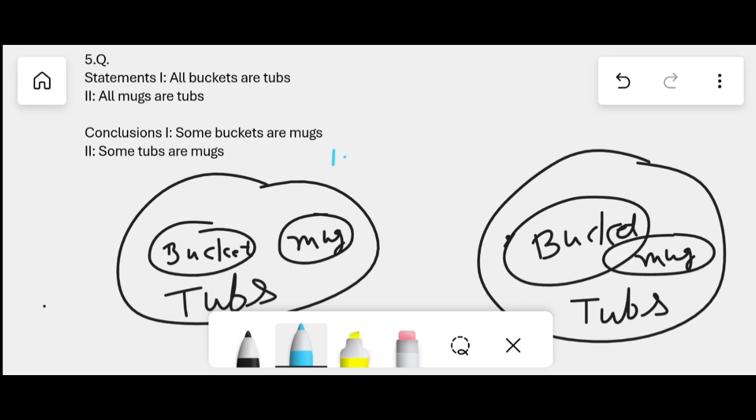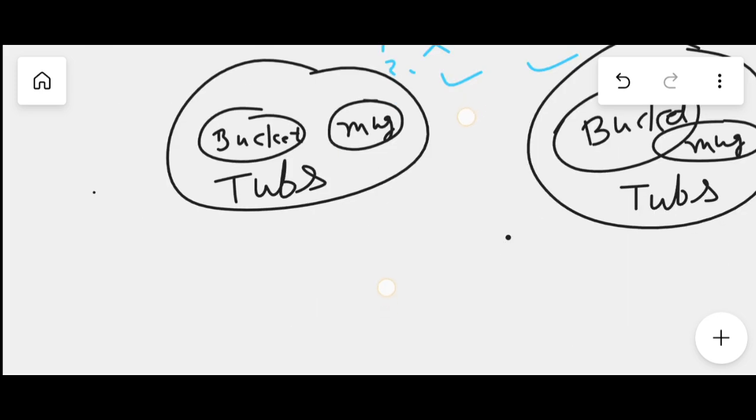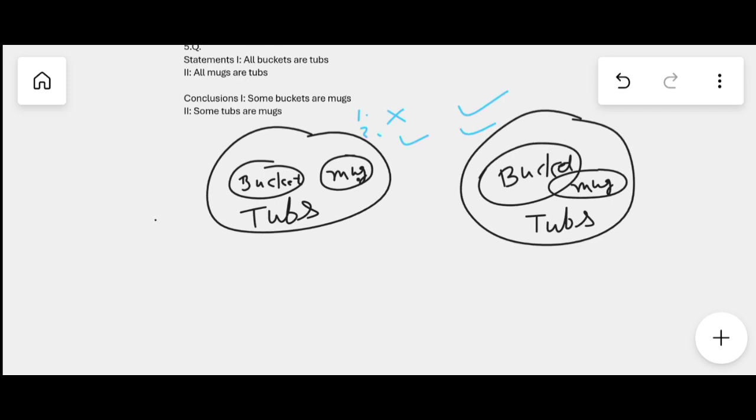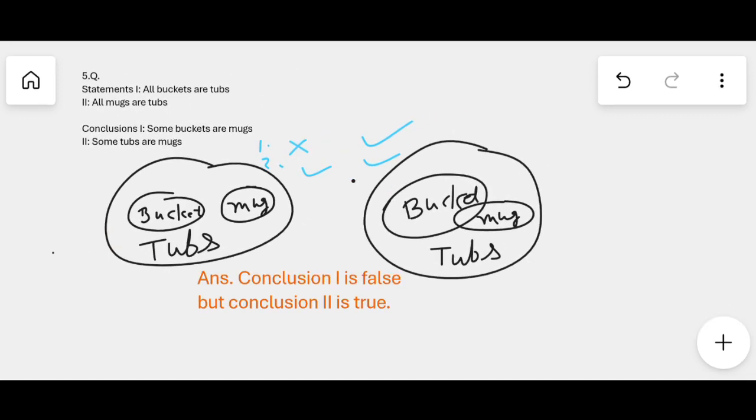As some buckets are mugs. In the first one we can say that buckets and mugs are not intersecting, but in the second it is intersecting. Now check for the second conclusion. Some tubs are mugs. So in both the diagrams it is true. So we can conclude that conclusion 1 is false and conclusion 2 is true.